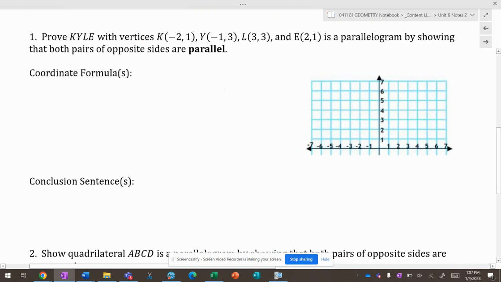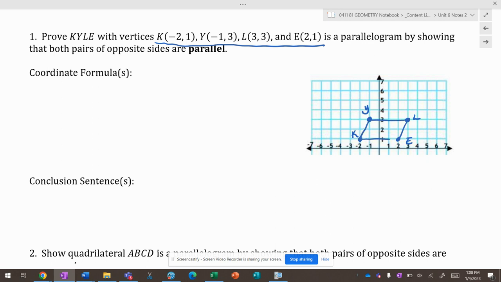It's okay. So if I come down here, this question says, prove that KYLE with the given vertices is a parallelogram by showing that both pairs of opposite sides are parallel. First thing I've got to do is graph KYLE so I can see if it even looks like a parallelogram. So plot with me and label all your points. So there's K, Y, L, and E. There's KYLE.